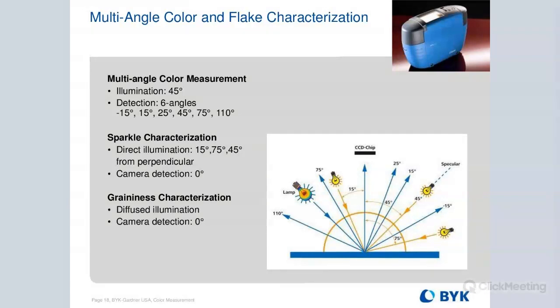And then we do the sparkle and graininess. And there's a camera in the middle. And basically we illuminate at the 15, the 75, and the 45. And just to make sure that we're clear, they're not the same angles as what we do for the color measurement. So just be careful when you look at it.